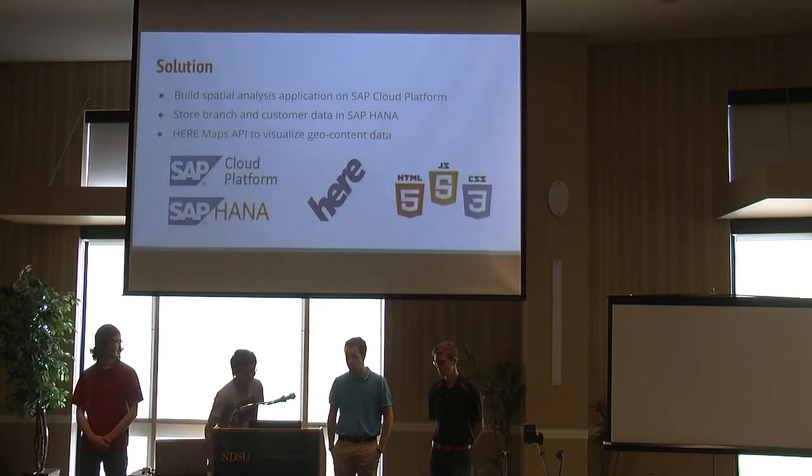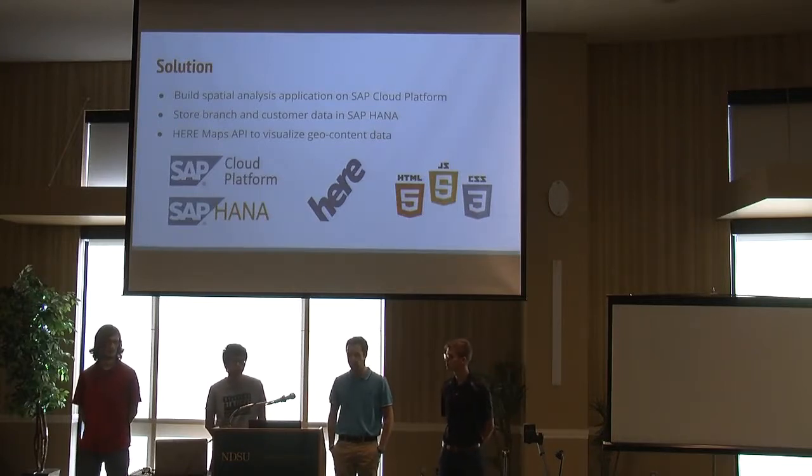And so we have the following solutions. First, we build a spatial analysis application on SAP Cloud Platform, and then we store branches and customers' data in SAP HANA, and then we use the Here Maps API to visualize geo content data.